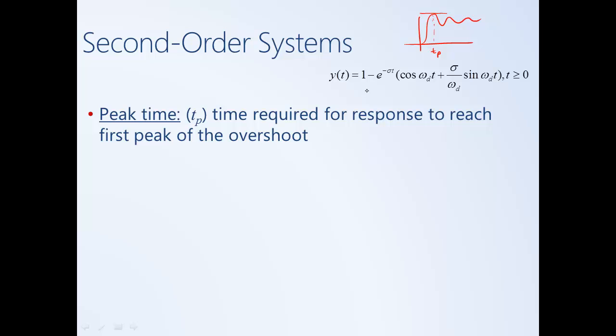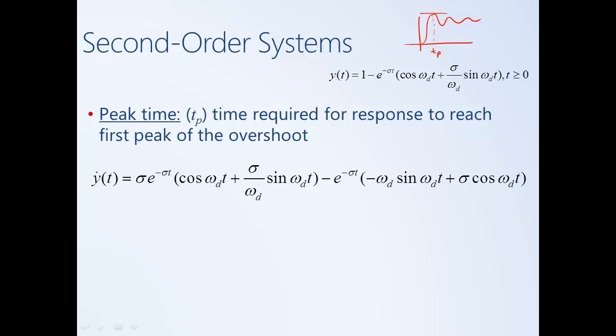So if we take the derivative of y, this 1 is just a constant, so its derivative is 0. And then we have this expression, which is the product of two terms. We have an exponential, and then we have a couple sinusoids. And we can take the derivative of that using the product rule, where the product rule is the derivative of the first term times the second term plus the first term times the derivative of the second term. And if we do that, this is the expression we get.